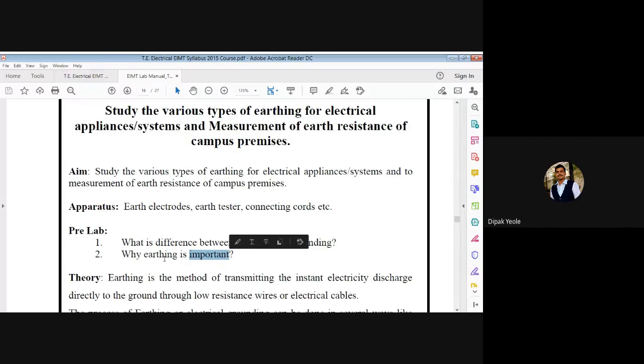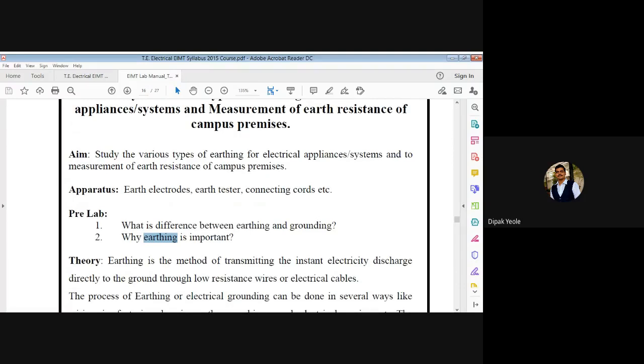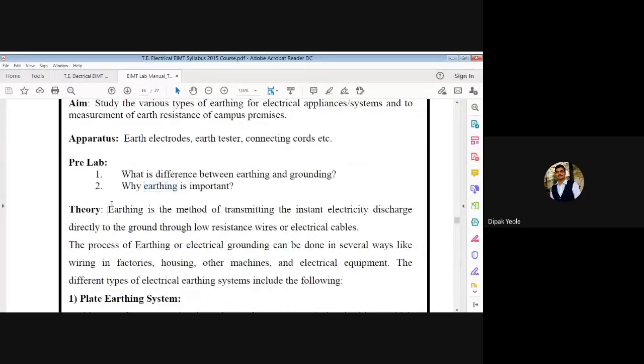If we are interested in taking precautions in our home, then there must be earthing for our electrical equipment. Now for the theory of this experiment: earthing is the method of transmitting the instant electricity discharge directly to the ground through low resistance wires or electrical cables. This is the definition, or concept, of earthing.